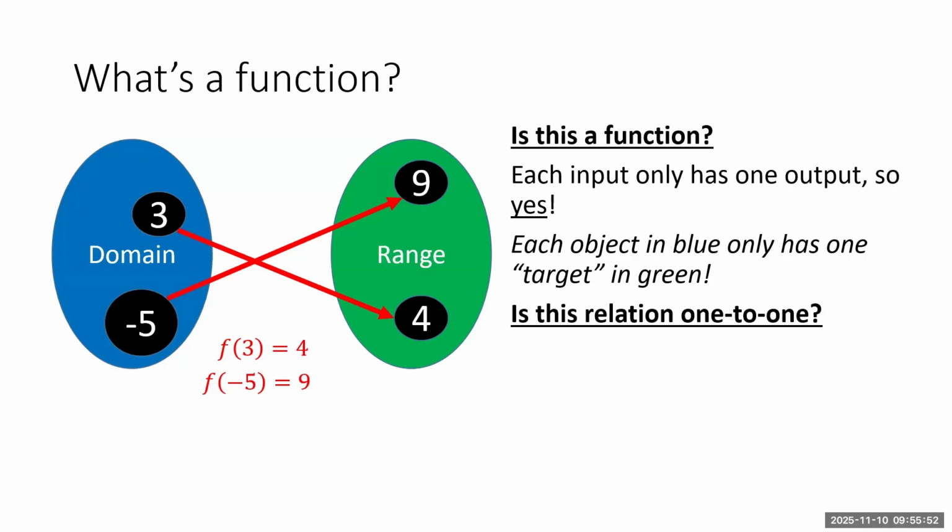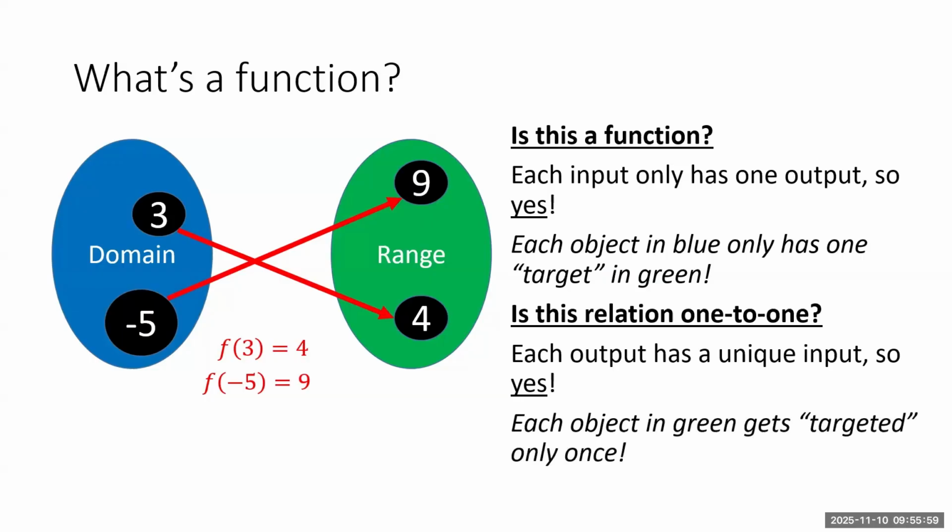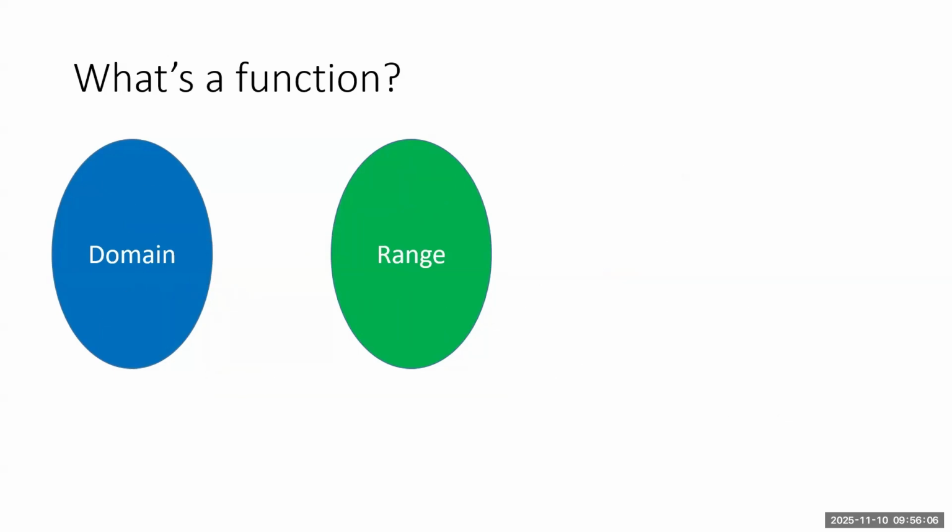Is this relation one-to-one? Each output has a unique input, so yes. Each object in the range gets targeted only once. Now we have our domain space and our range space again. For lack of confusion, our domain space is colored in blue and our range space is colored in green. So if I use the language blue and green, that's regarding the domain space and the range space, respectively.